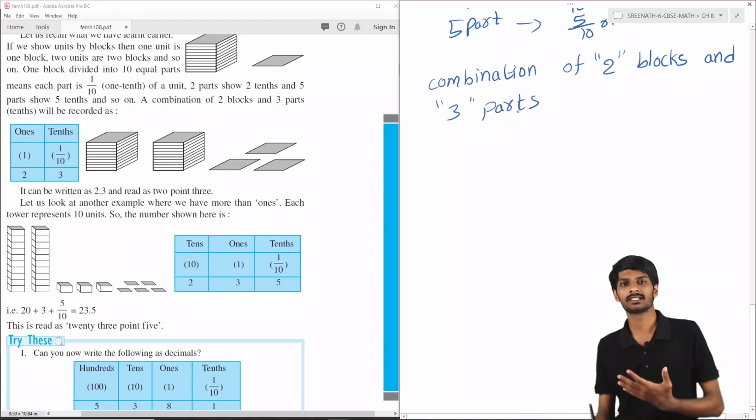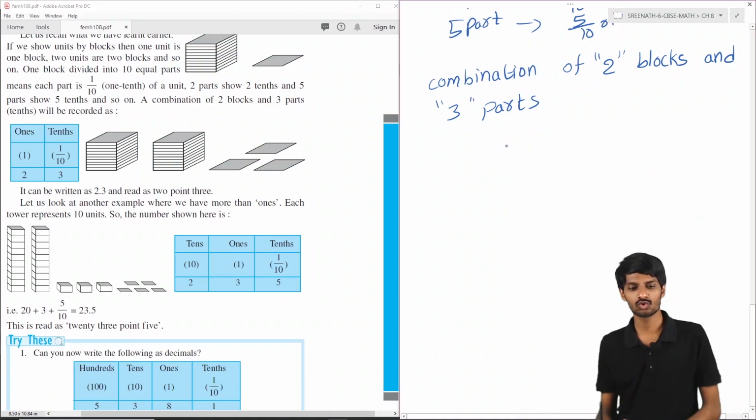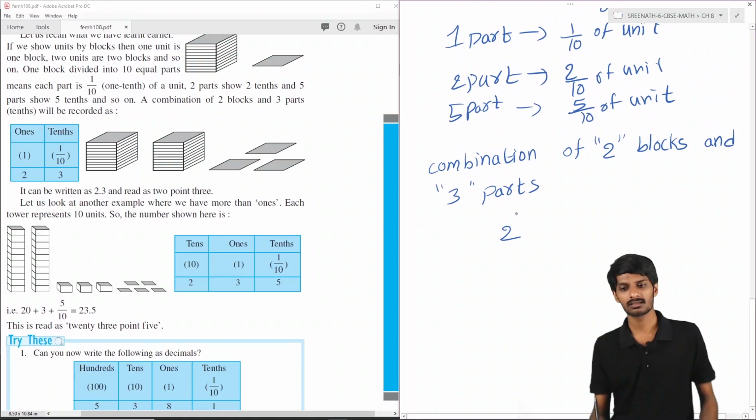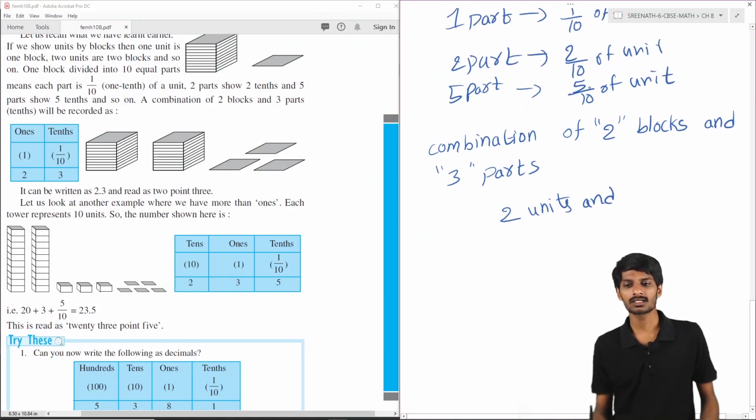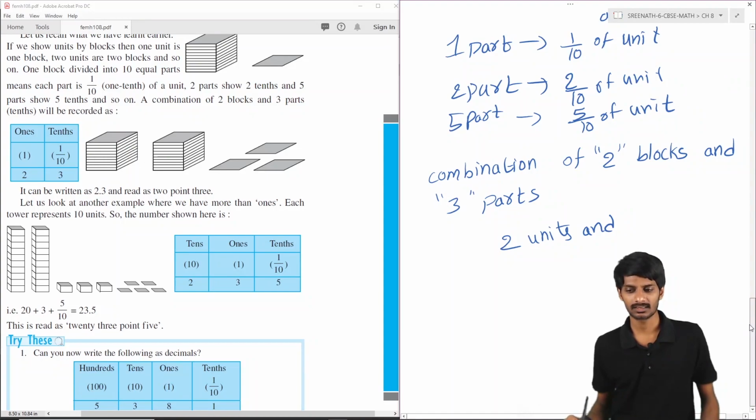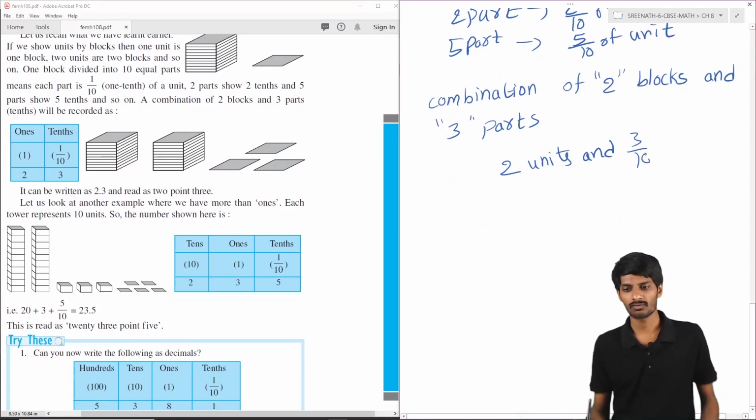So then how much is it? 2 blocks means it is 2 units, and 3 parts means what? 1 part is 2 blocks, which means 2 units, and 3 parts means what? 3/10 of a unit.